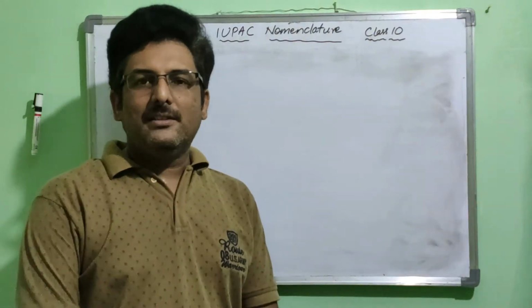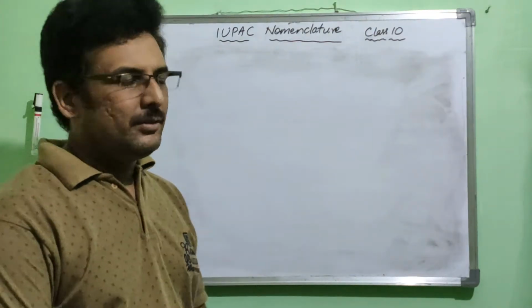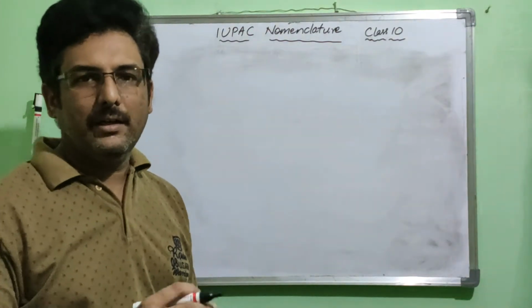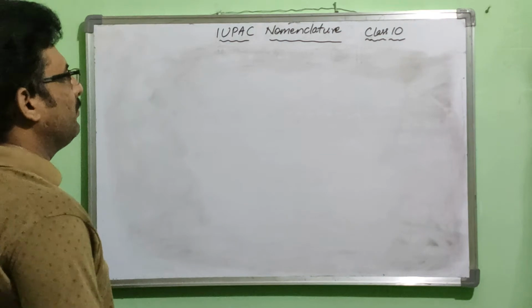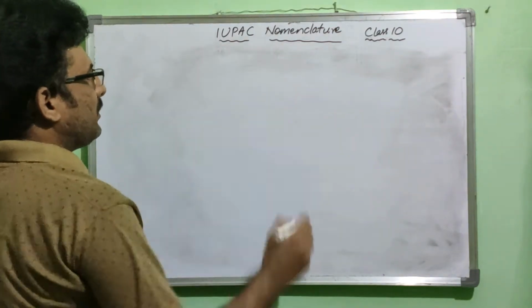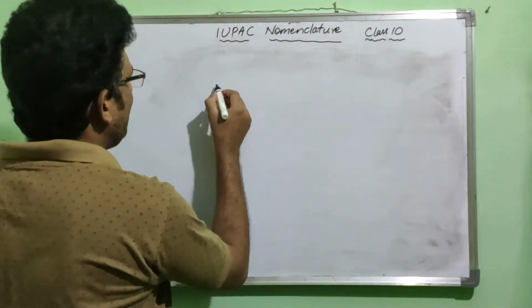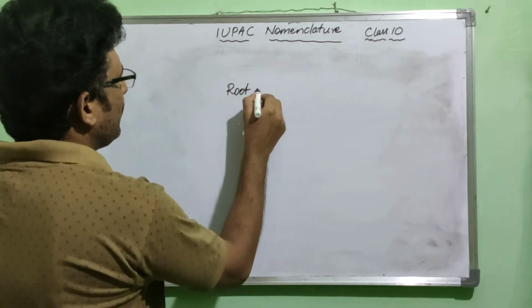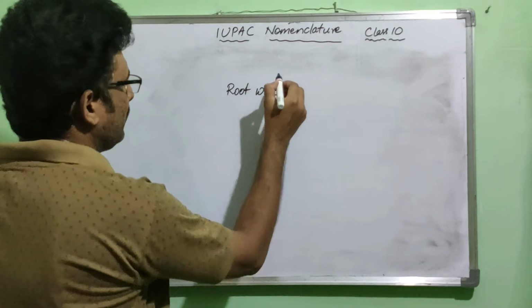Hello everyone, today we'll see IUPAC nomenclature. Using this IUPAC system, we'll see how to write a name for an organic compound. In this nomenclature, there will be 4 parts, and the first one is the root word.